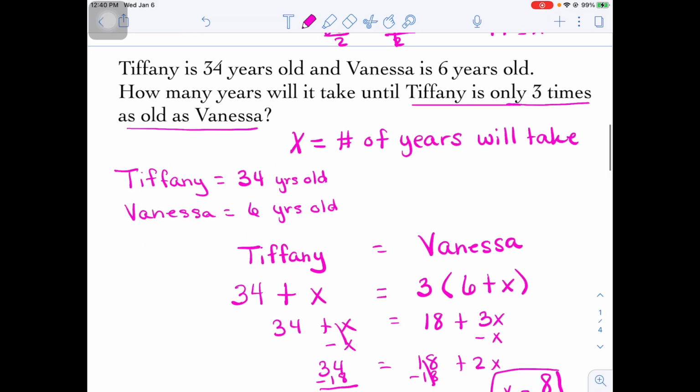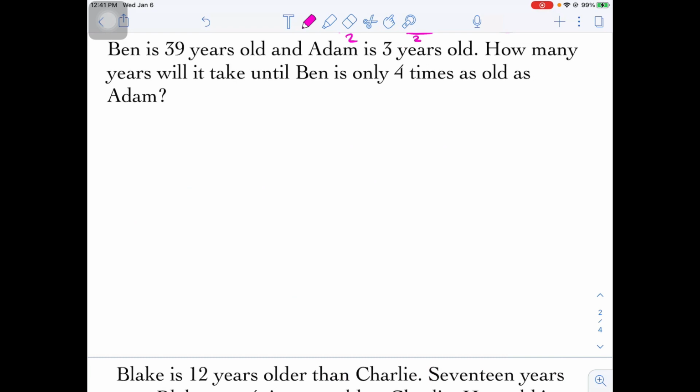So if we think about that, in 8 more years, how old would Tiffany be? Well, 34 plus 8 is going to give us 42. So in 8 years, she would be 42. And in 8 years, Vanessa would be 14. Well, what is 14 times 3? You get 42. So this is when she's 3 times as old as Vanessa.